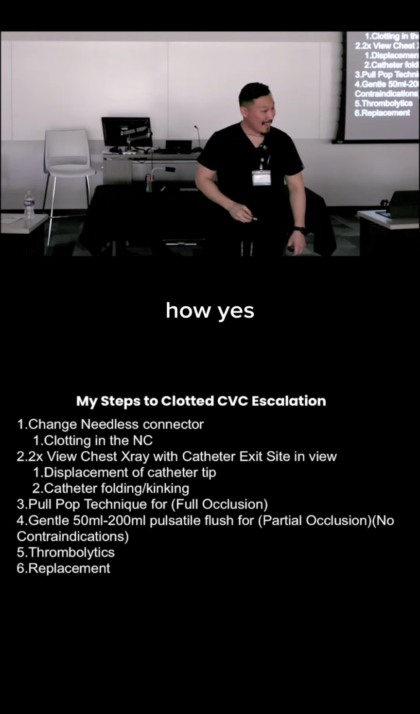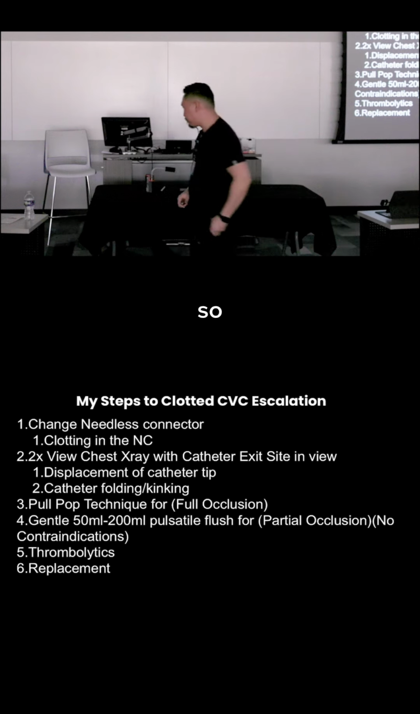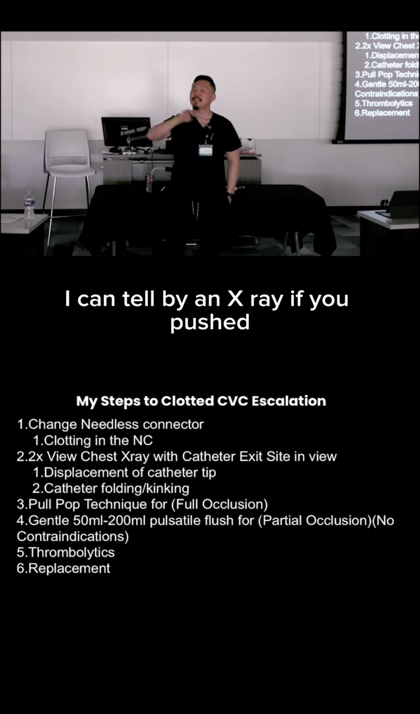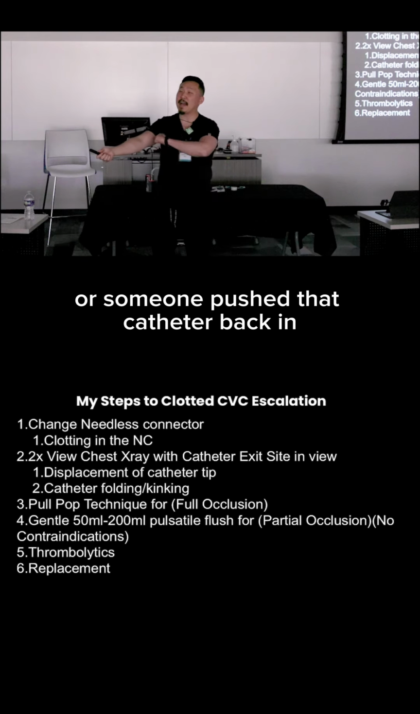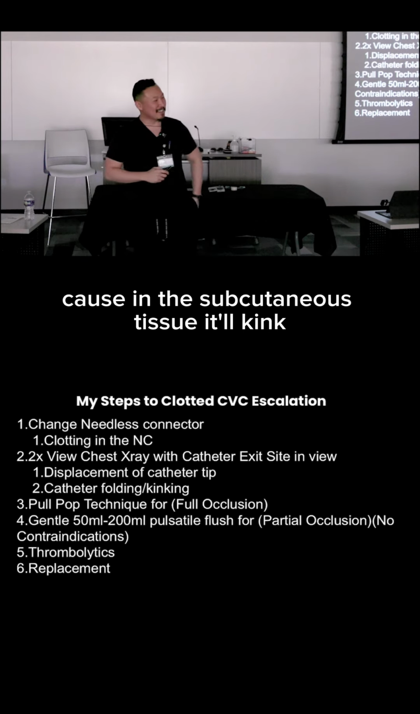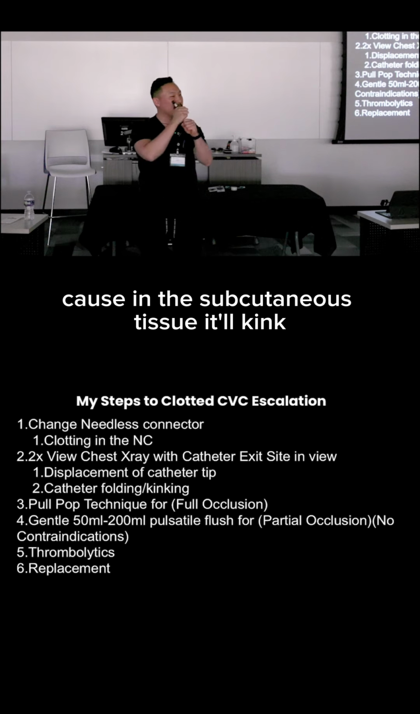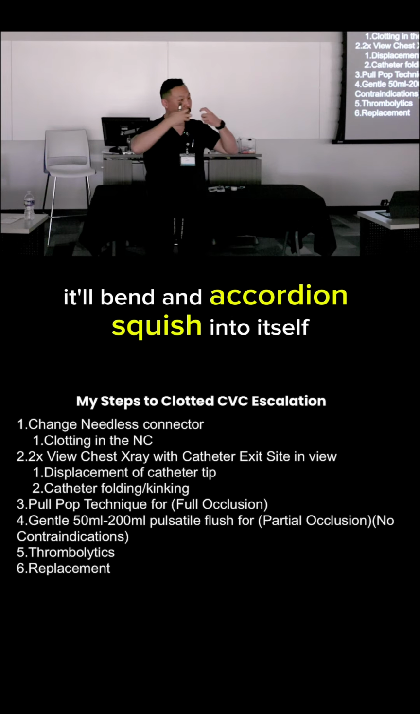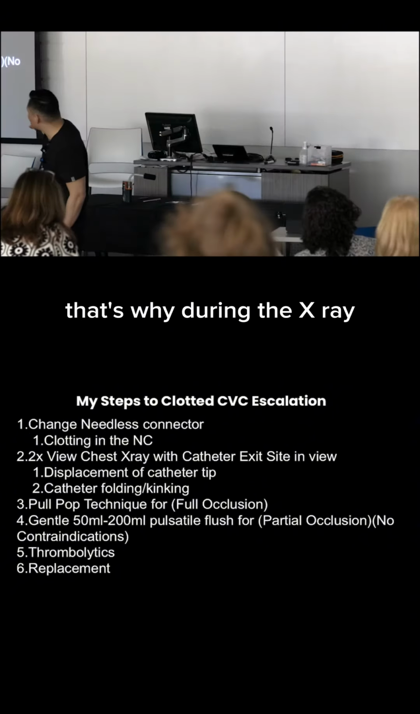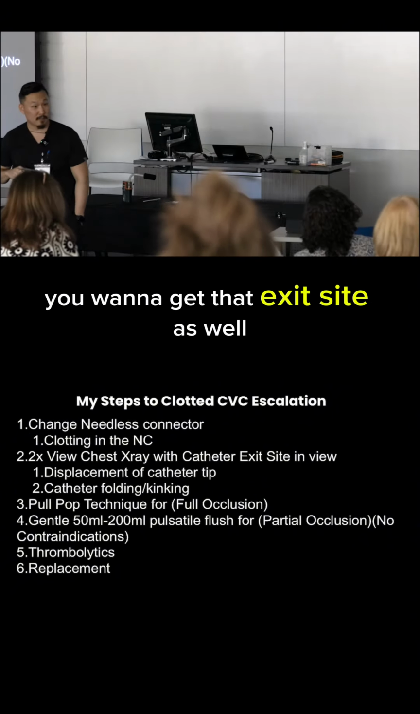So, I can tell by an x-ray if someone pushed that catheter back in when they weren't supposed to. You know why? Because in the subcutaneous tissue, it'll kink. It'll bend and accordion squish into itself. Yeah, so that's why during the x-ray, you want to get that exit site as well.